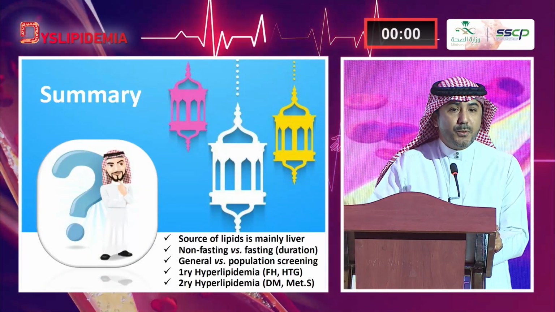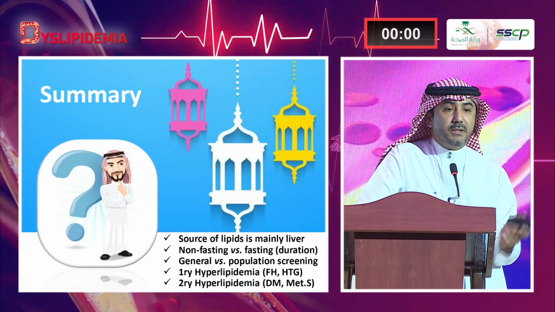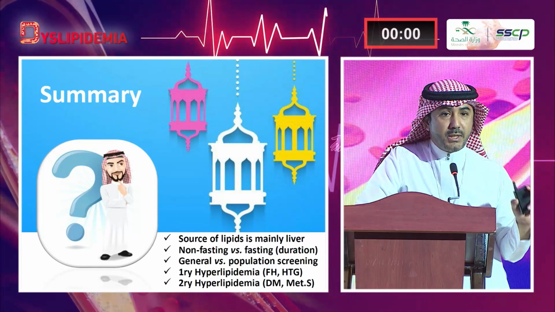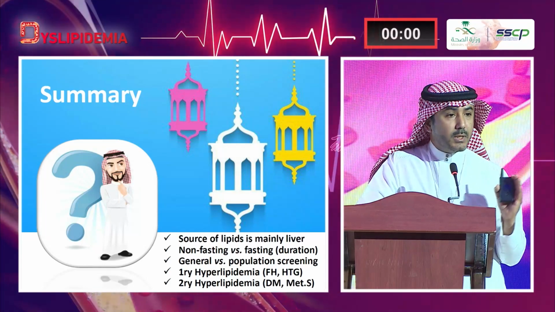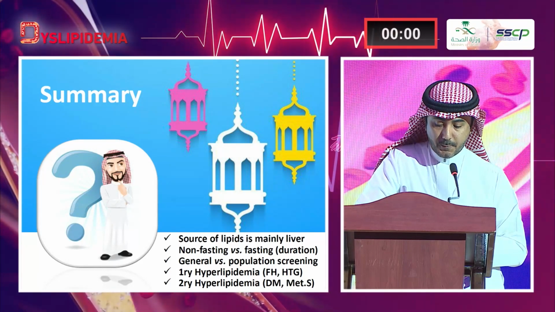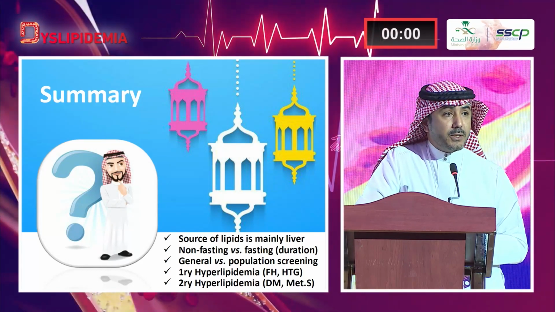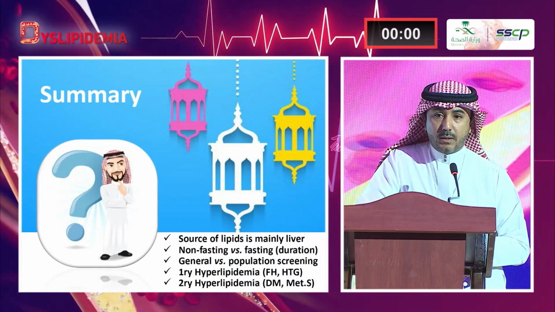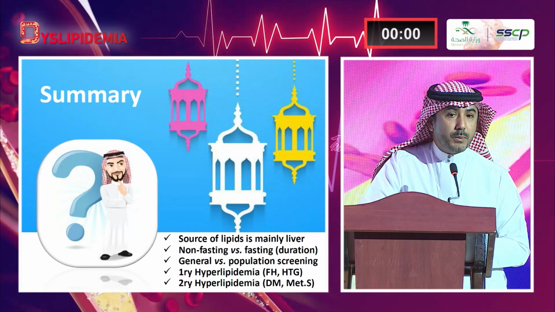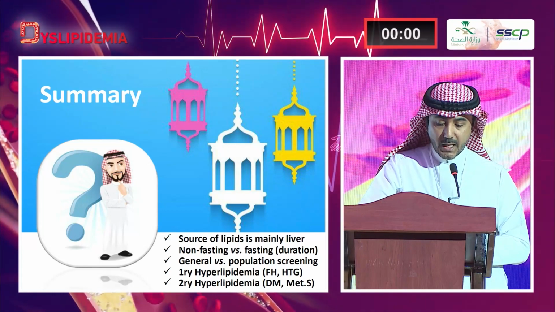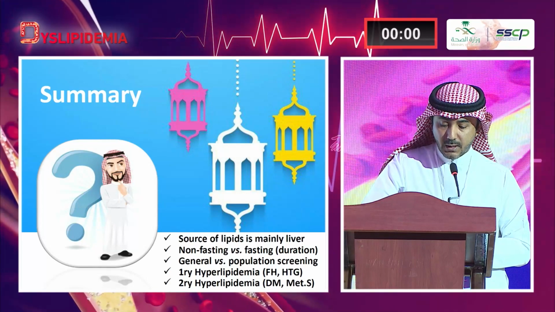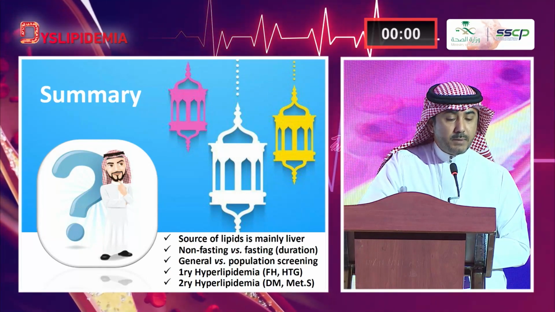Just to conclude or to summarize, the source of lipid in our body is mainly driven by genetics, because the whole bulk of lipid in the blood comes from the liver. Non-fasting is actually a very useful approach, and you have to repeat an abnormal lipid profile with a fasting sample, and the duration here matters. So you have to respect the interval in order to not overestimate or underestimate.